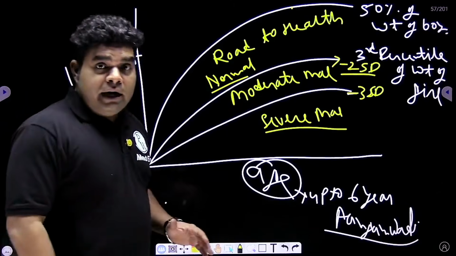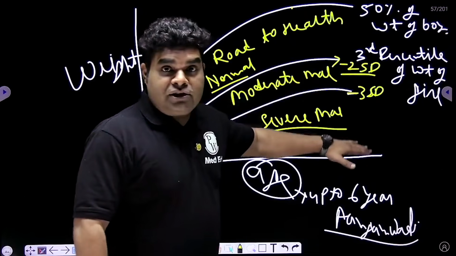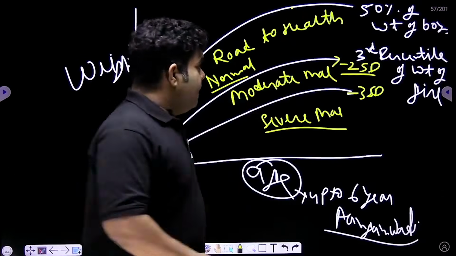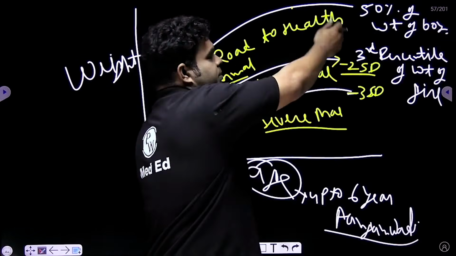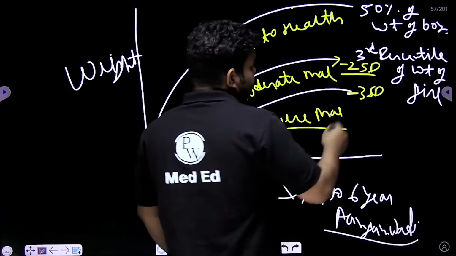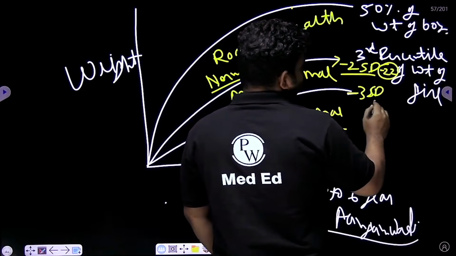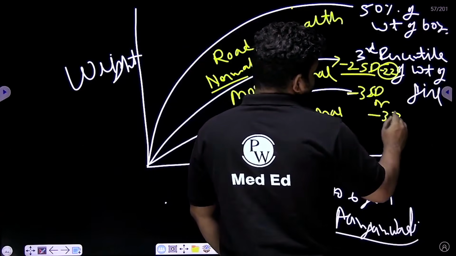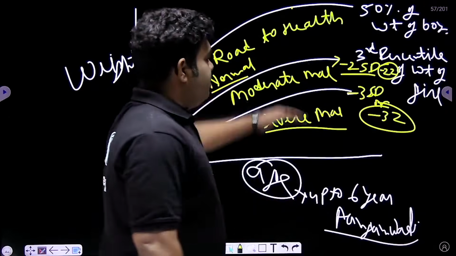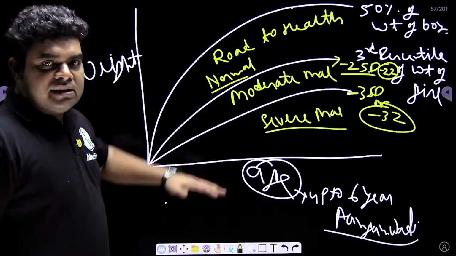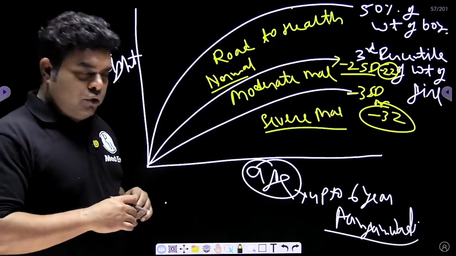I hope you will remember it. Below -2 problem starts. There is no problem if it is between 50 percentile and third percentile. And where we have -2 Z score, we can write -2 Z score. -3 standard deviation means -3 Z score. So problem starts when it is less than -2 or less than -3. Above it is normal.